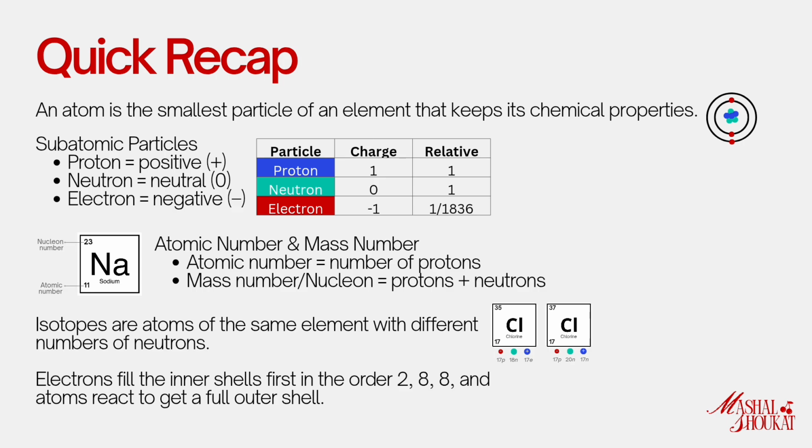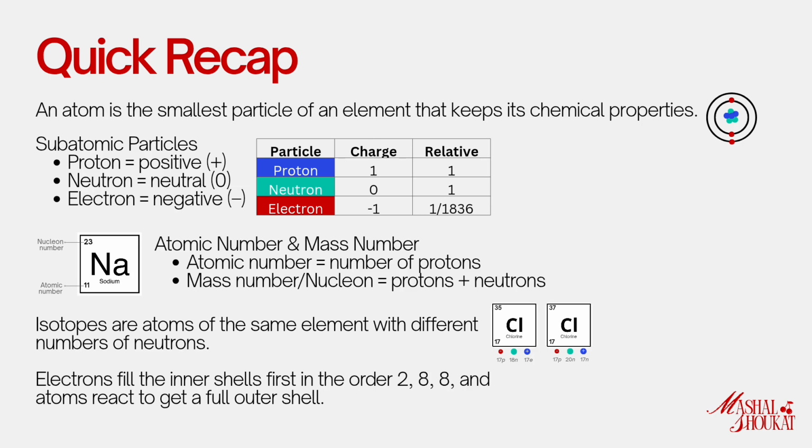Here is a quick recap of what we learned today. Atoms are the smallest particles of an element. Subatomic particles include protons, neutrons, and electrons with different charges. Protons have positive charge, neutrons have no charge, and electrons have negative charge. These different subatomic particles have different relative masses.